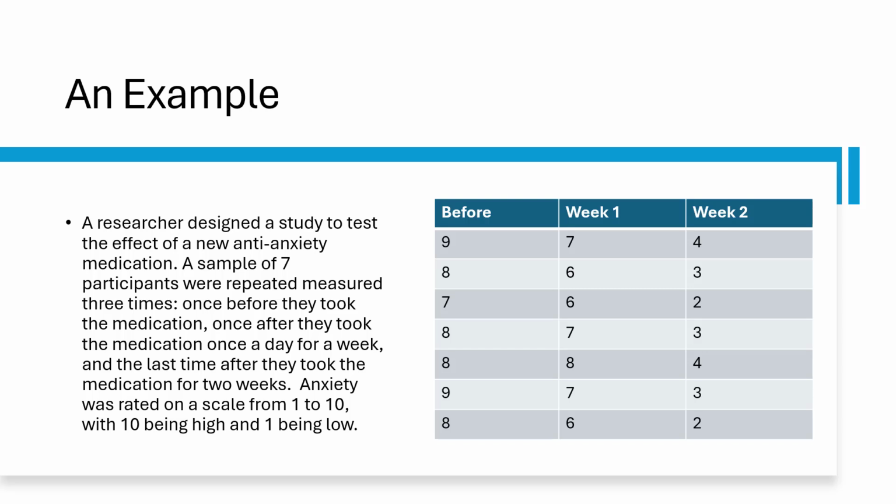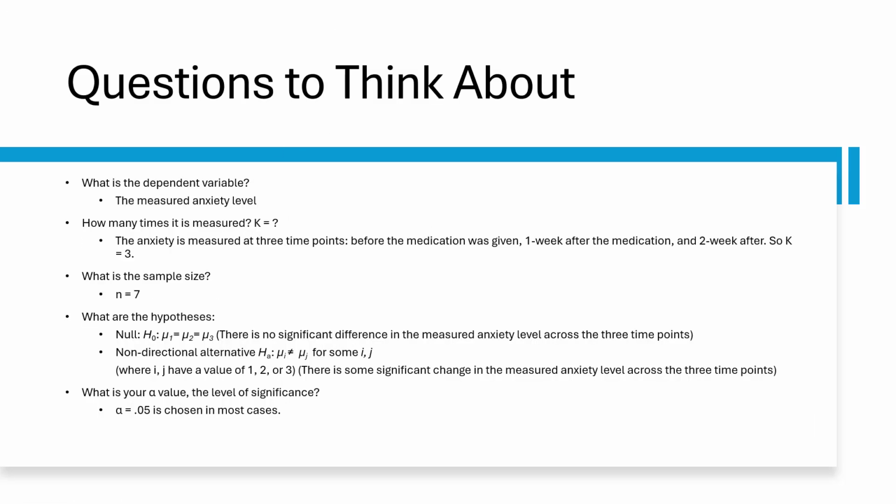Let's pause here and think. What is the dependent variable? How many times was it measured? In other words, what is the value of k? And what is the sample size? The dependent variable is the anxiety level, measured on a scale from 1 to 10. K equals 3 because 3 measures were taken from a sample of 7 patients.